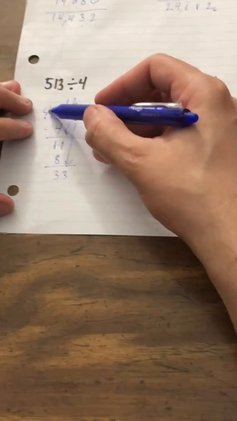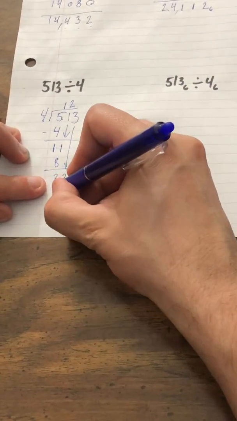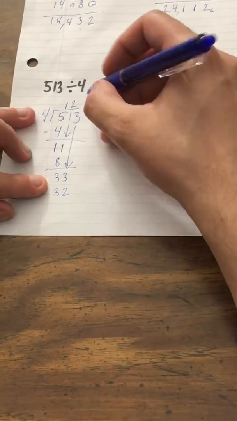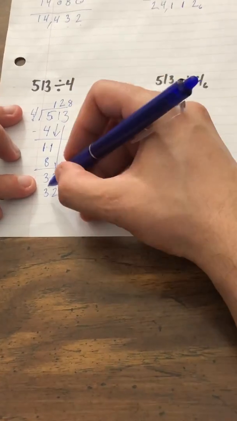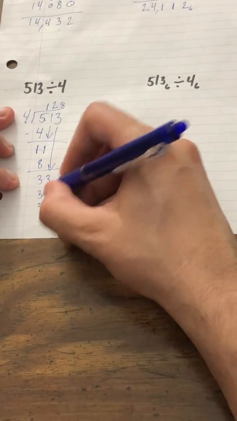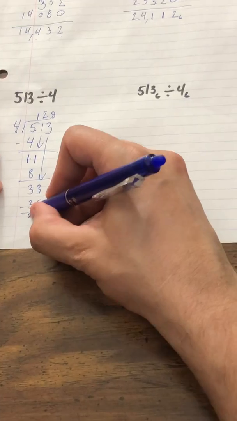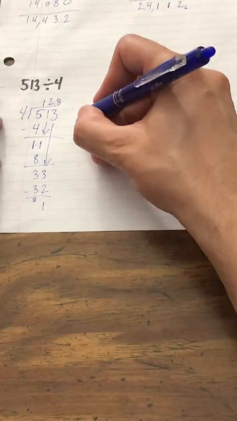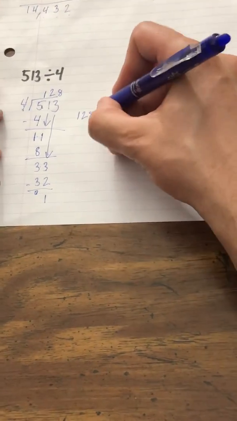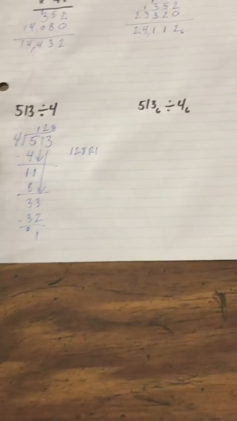Well, the closest thing that 4 can get into 33 is the number 32. 4 times 8 would give us 32. So then we subtract these and we get a remainder of 1. So in this situation, we'd have 128 with a remainder of 1 in base 10.